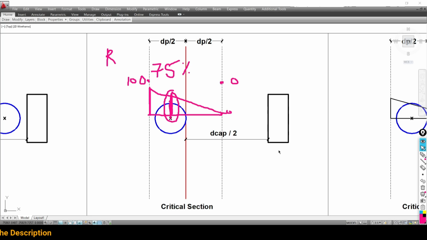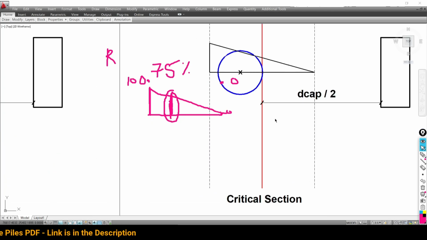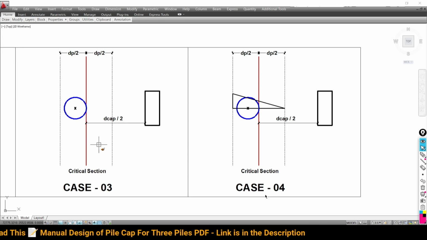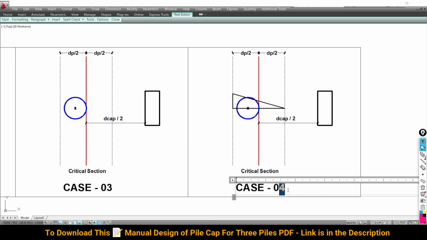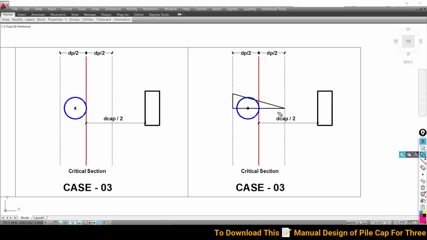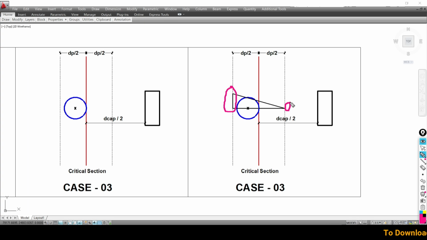So that is actually what I have shown here in case 4. Actually, it is not case 4, it is case 3. So in this case 3, the same position is there, so here the triangle is going to be considered as 100, and here it is going to be considered as 0.